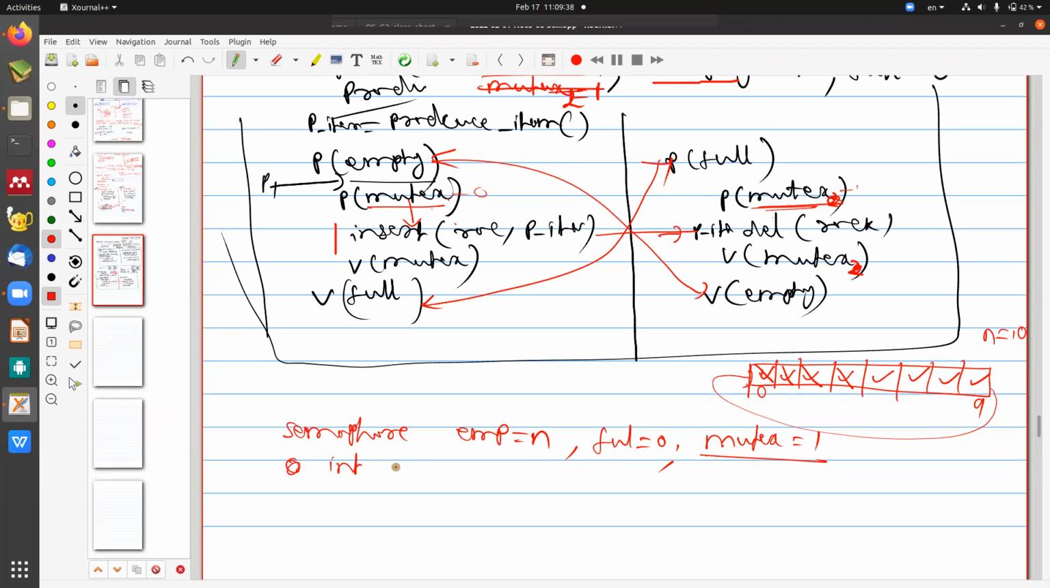Yes, integer. Somebody, 1744, could you please mute it? Okay, thank you.